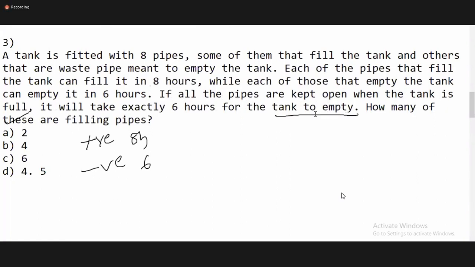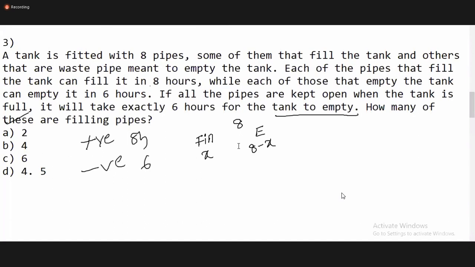So the tank would be empty. Empty means negative work. Yes or no? Empty means what? Negative work. Okay, so guys, tell me, total 8 pipes, no? Let's say filling pipes are X. So emptying pipes would be 8 minus X, agree? Filling pipes are X, then emptying pipes would be 8 minus X only, no? Yes or no? 8 minus X.